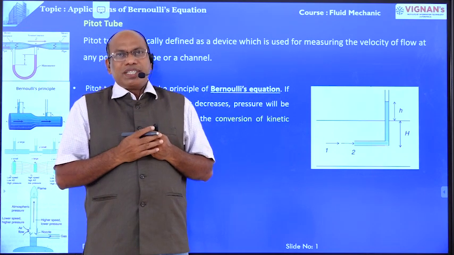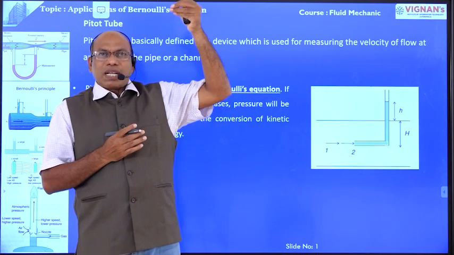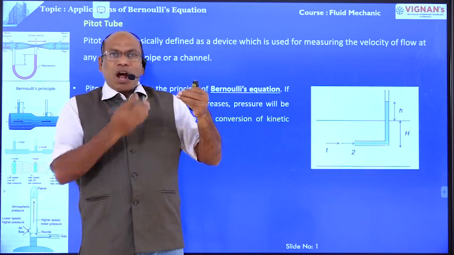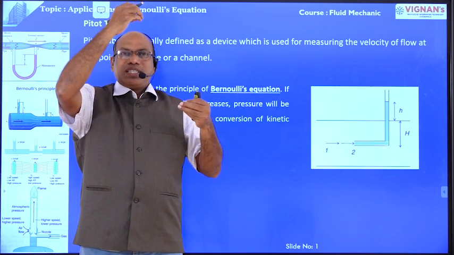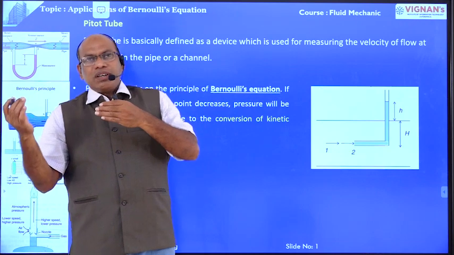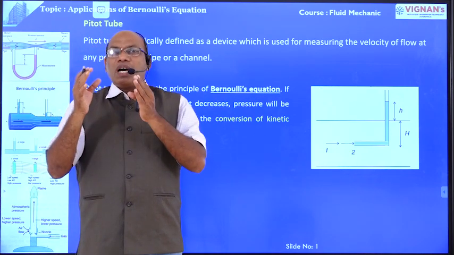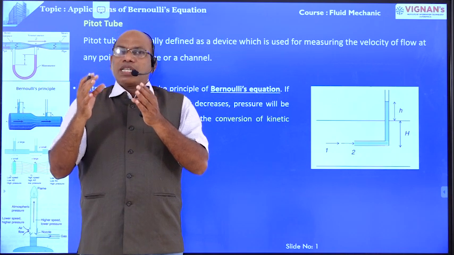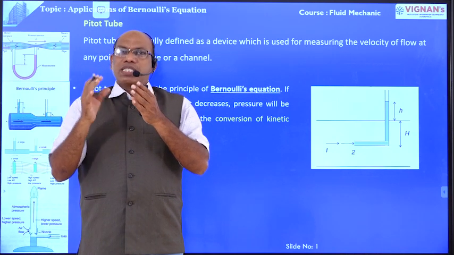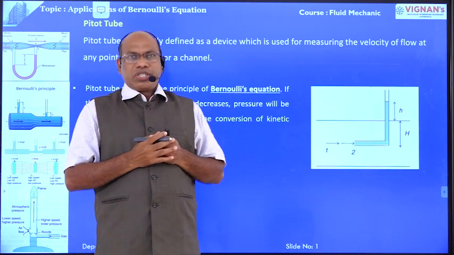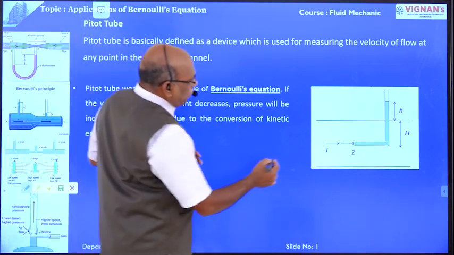Based on this statement, at one section if pressure head decreases, automatically velocity head increases. At another section, if velocity head decreases, automatically pressure head increases. The sum of the pressure head plus velocity head plus datum head at one section must be equal to that at another section. Right, this is the Pitot tube.